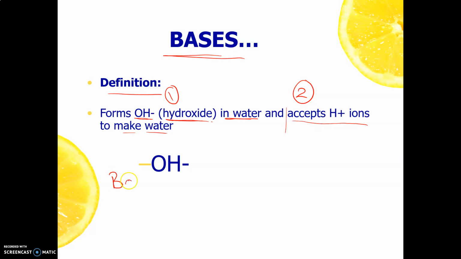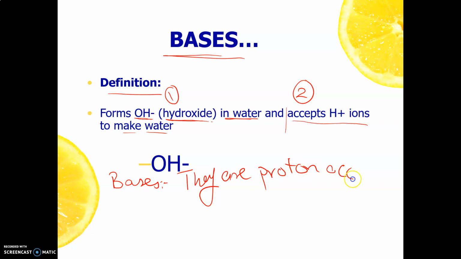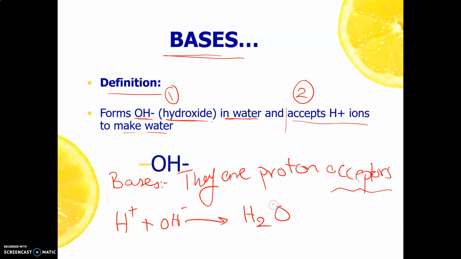So bases, we can say that they are proton acceptors. Proton acceptors means they accept the hydrogen proton to form water. So when there is a hydrogen proton plus the hydroxyl group, it forms H2O.